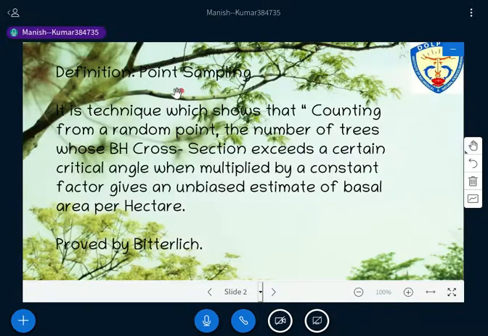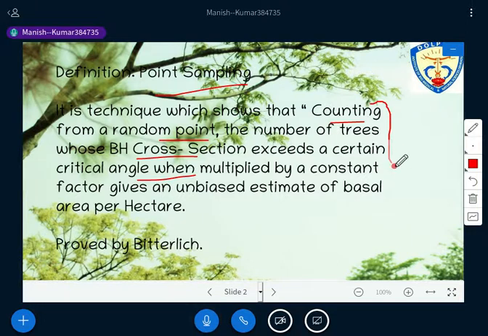I am starting again from this definition, so that those who have not understood yesterday can understand things very easily. Counting from a random point the number of trees whose BH cross section exceeds a certain critical angle, when multiplied by the constant factor. That same concept is utilized for the vertical point also, as we have discussed in the horizontal point: we need one random point, isn't it? Then you have to have that BH cross section.